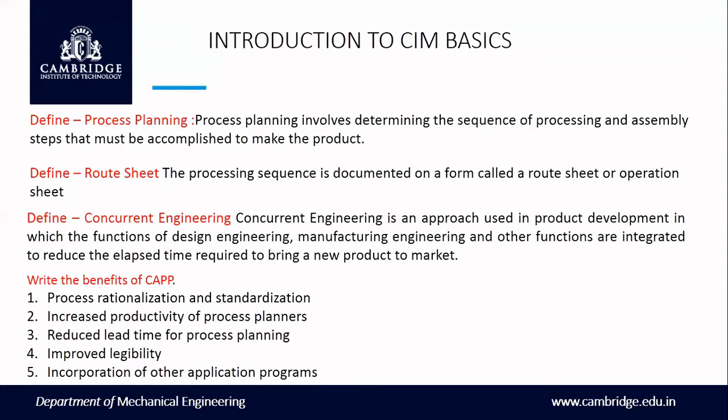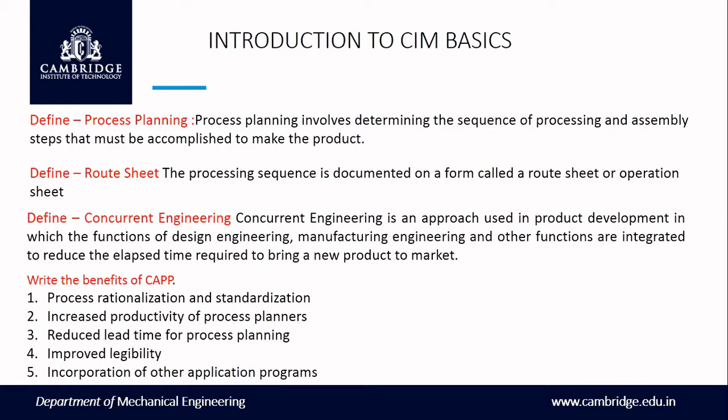Okay, guys. Now define what is meant by process planning. Process planning involves determining the sequence of processing and assembly steps that must be accomplished to make the product. If you want to develop a product, you have some procedure, you have some process. Each manufacturing industry has its own process, and with respect to that, you have to do it. That is called process planning.